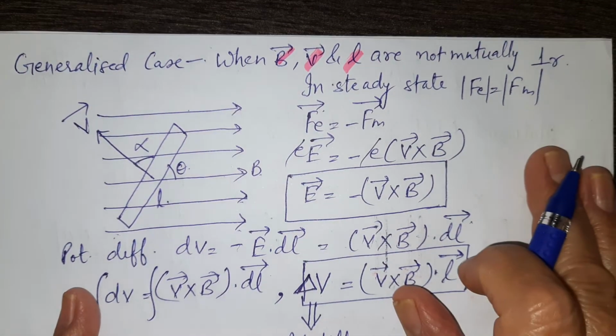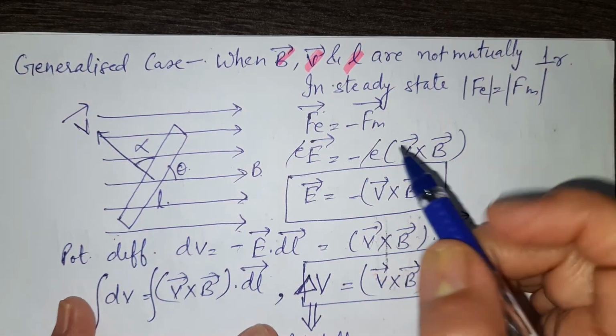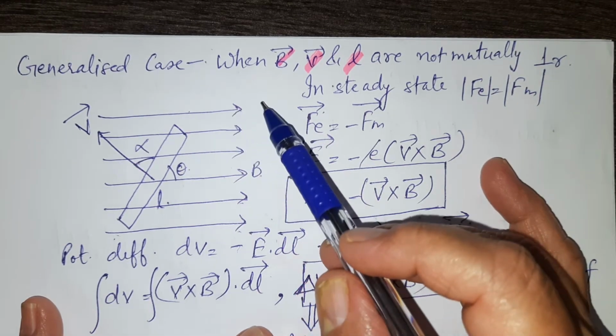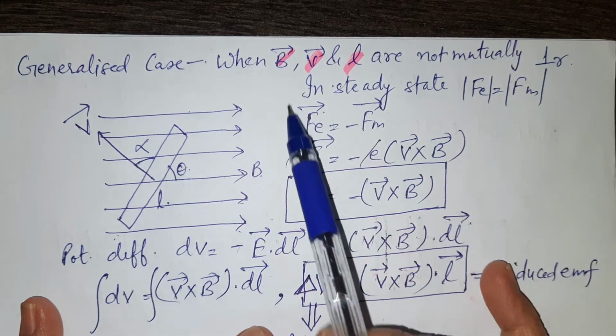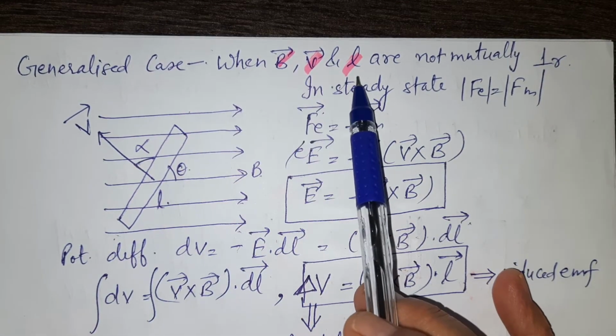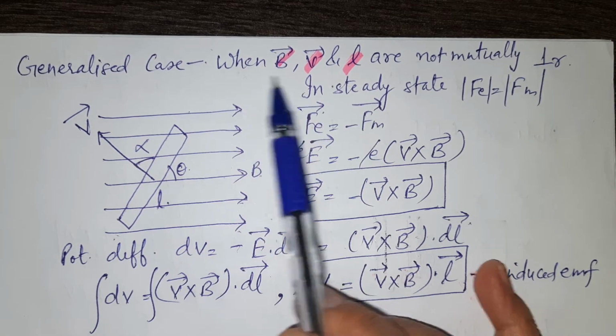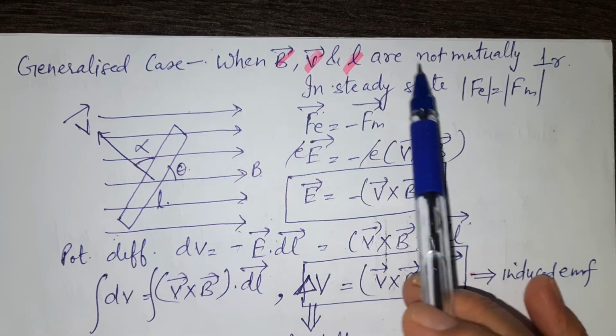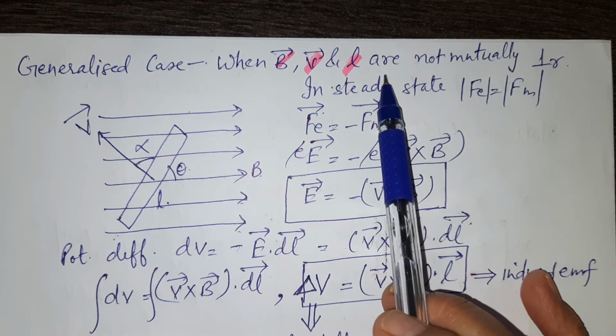Good morning, students. In the previous lecture, we studied motional EMF, in which we discussed the case when B, V and L were taken perpendicular. But today we will discuss motional EMF when B, V and L are not mutually perpendicular.